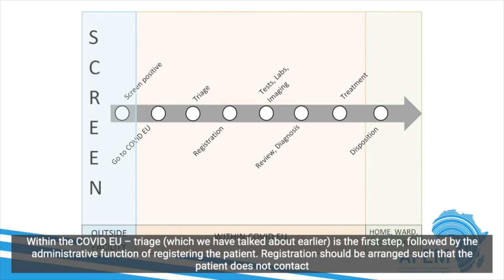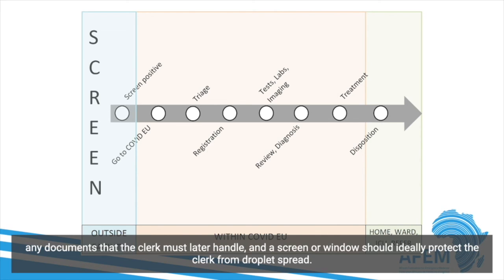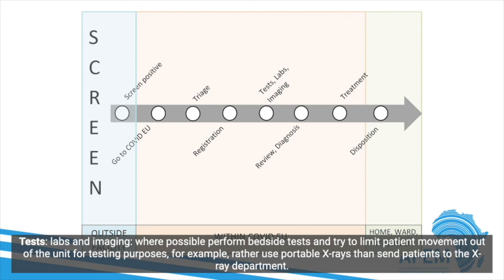Within the COVID EU, triage, which we have talked about earlier, is the first step, followed by the administrative function of registering the patient. Registration should be arranged such that the patient does not contact any documents that the clerk must later handle, and a screen or window should ideally protect the clerk from droplet spread. When it comes to testing, labs and imaging, where possible, perform bedside tests and try to limit patient movement out of the unit for testing purposes. For example, rather use portable X-rays than send patients to the X-ray department.